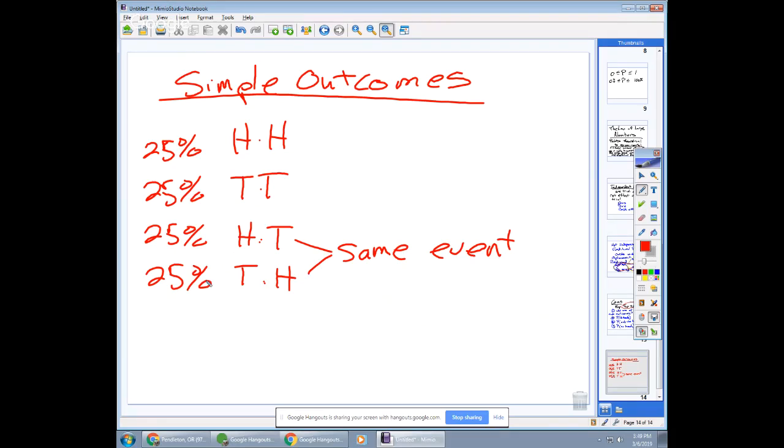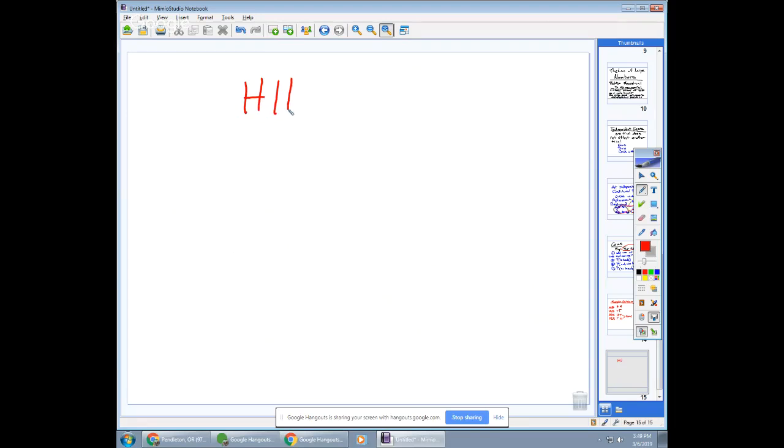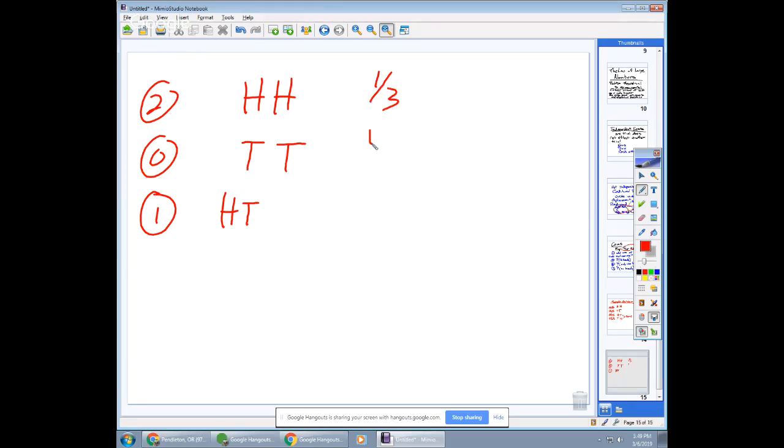Jackie's perspective is either you get 2 heads, or you get no heads, 2 tails, or you get head tail, which is the same thing as tail head, right? So this would be getting 2 heads, no heads, and 1 head. And then maybe it's a third each. It's a third plus a third plus a third, 1 whole, which is 100%. Okay. So either these are 2 valid representations of reality, or one of them is wrong.